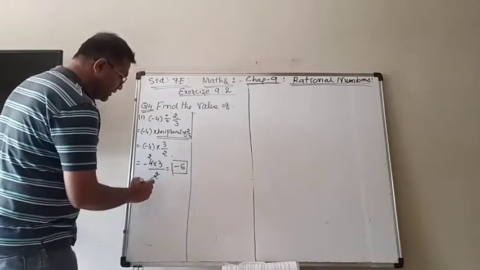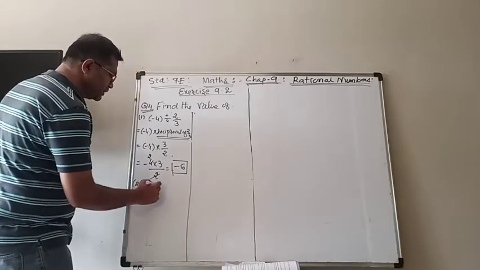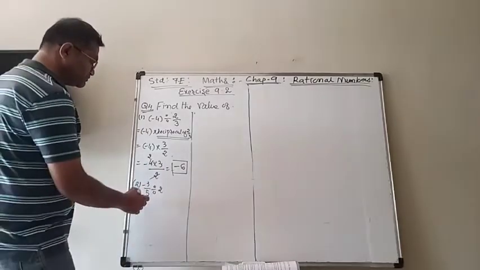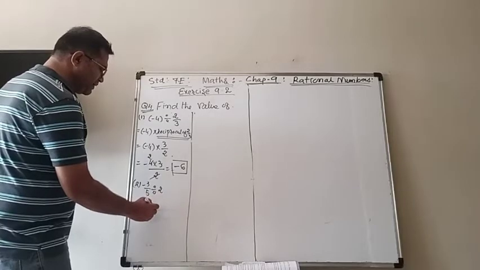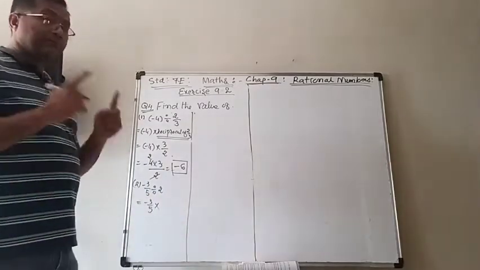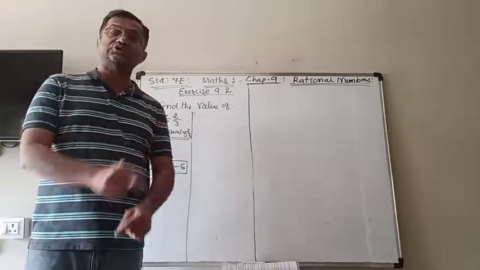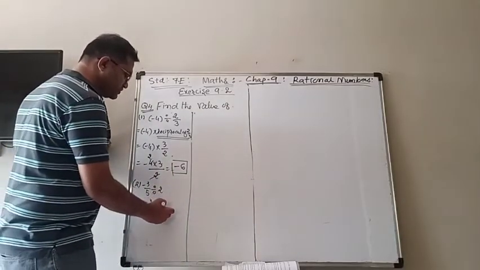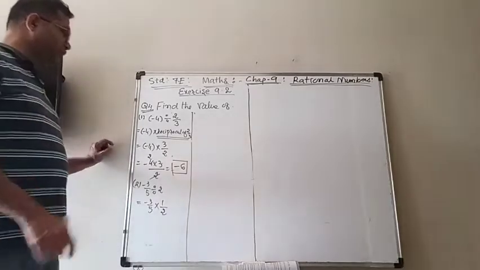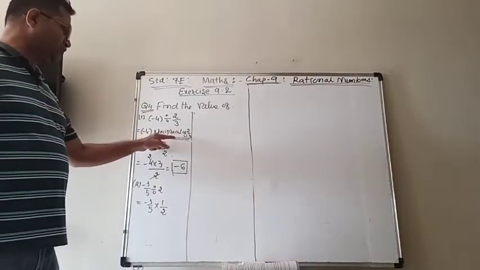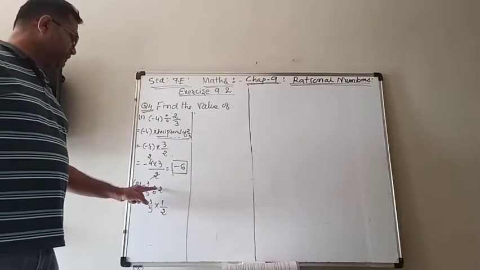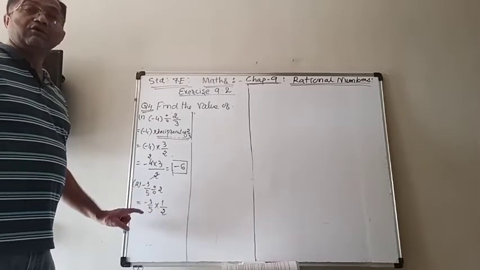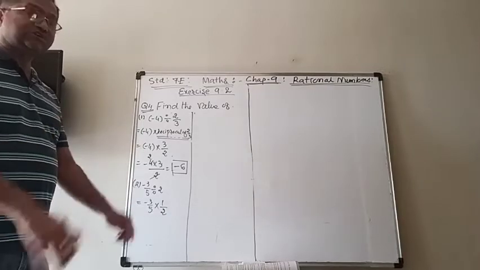Second one. Minus 3 upon 5 divided by 2. So now what will we do here? Minus 3 by 5 will be as it is. Division is converting into multiplication, and then reciprocal of 2. We know that reciprocal of 2 is 1 upon 2. So you don't need to write down that. You can directly make division to multiplication and reciprocal of the second number, keeping the first number as it is.